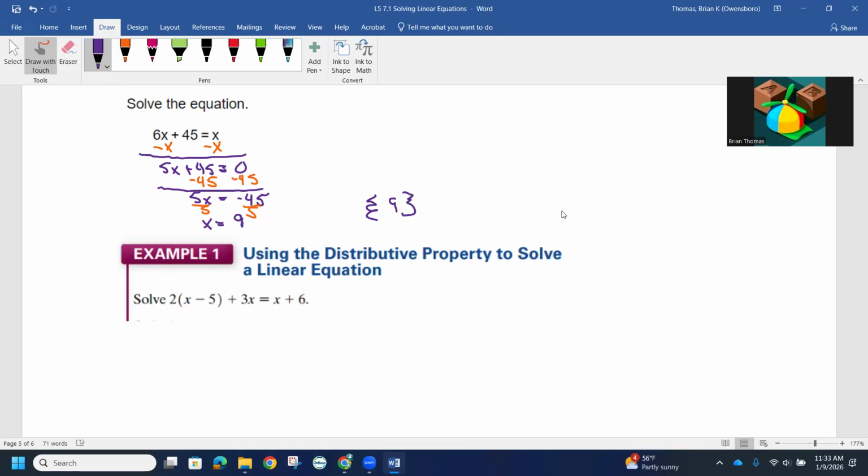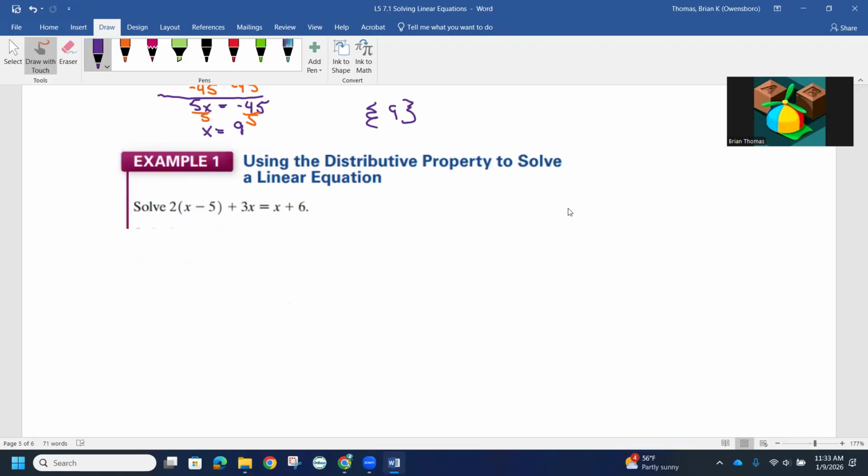Let's look at one more example. So solving this one, we have to, again, remove the parentheses by multiplying through by 2. So 2 times x is 2x, and then 2 times negative 5 would be negative 10. And then the plus 3x comes into play. Notice that when I multiply the 2 through, the parentheses are no longer present. And the x plus 6 is still left over on the other side.